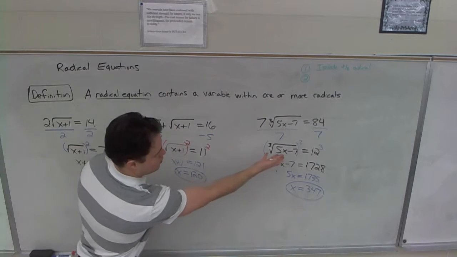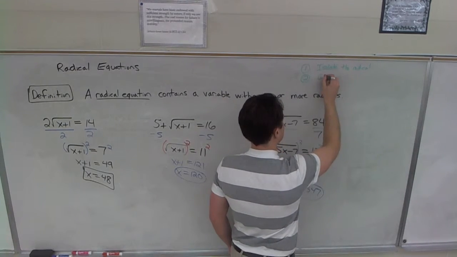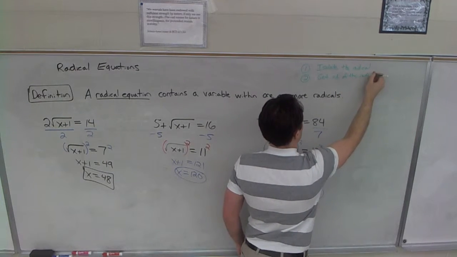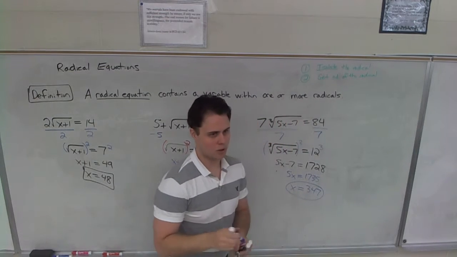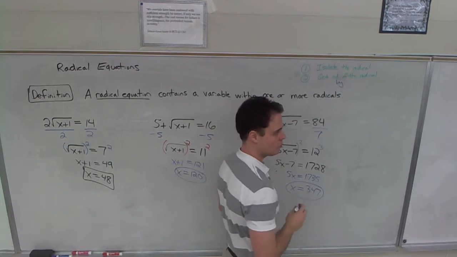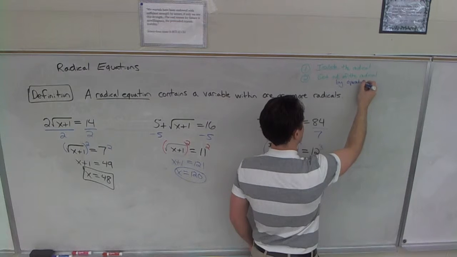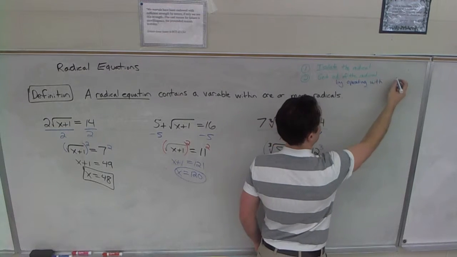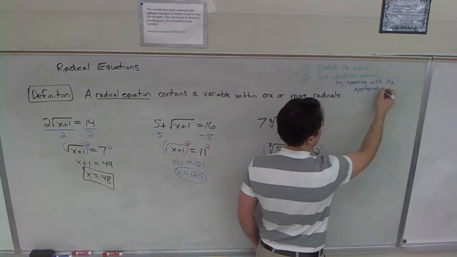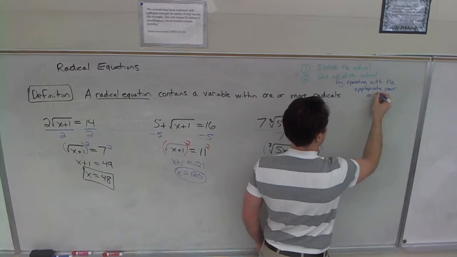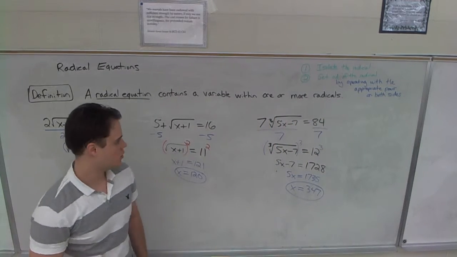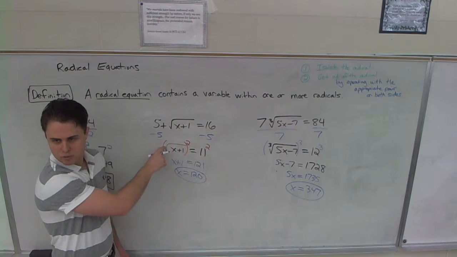Squaring it or cubing it. So I'm going to use what Sam said. I'm going to say get rid of the radical, and then I'm going to use some vocabulary. Here's why you need vocabulary. Get rid of the radical by, let's say, operating with the appropriate power on both sides. So operate on both sides with the appropriate power. The power, in fact, that matches the index of the radical, right?